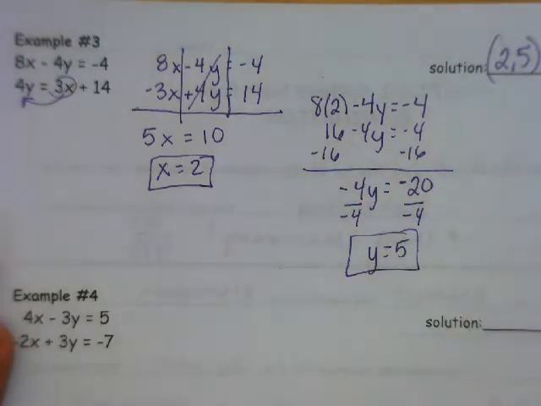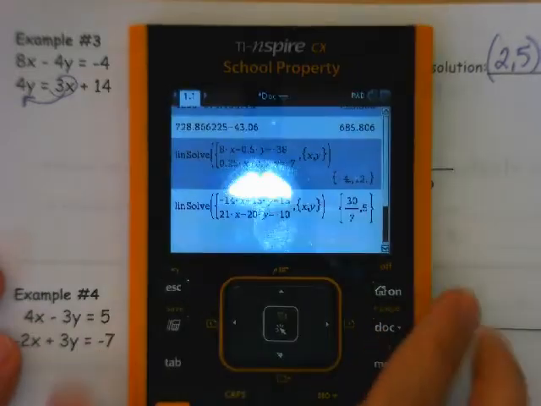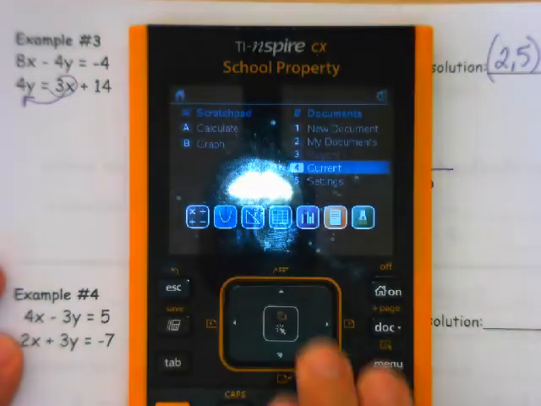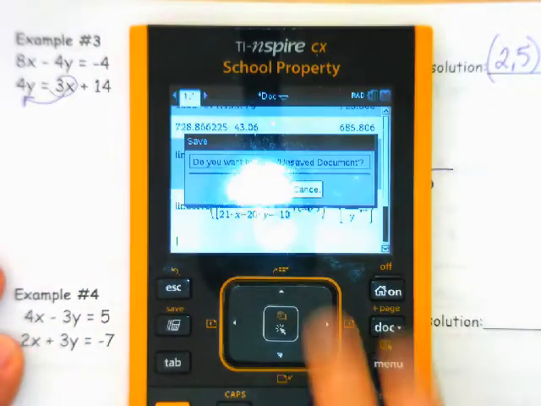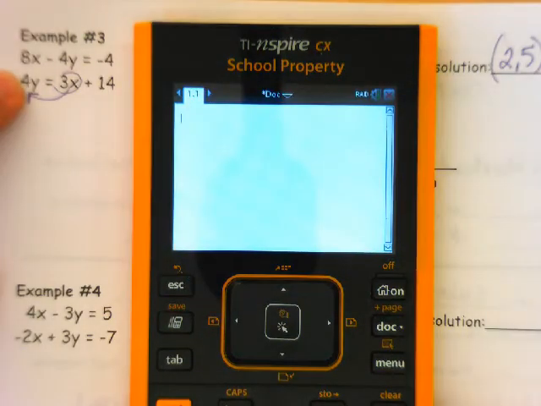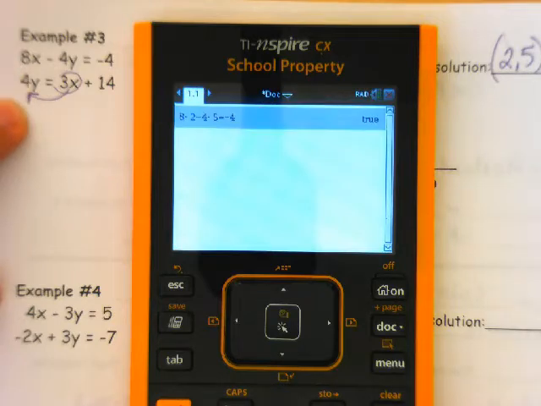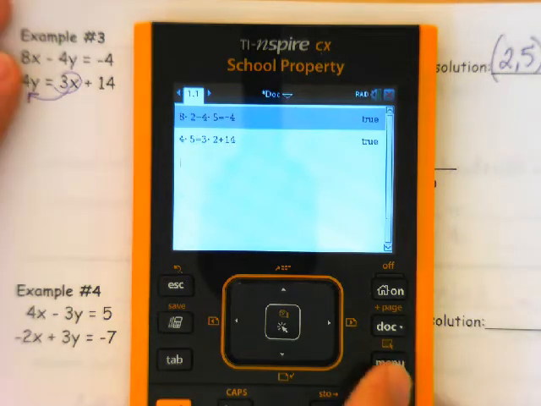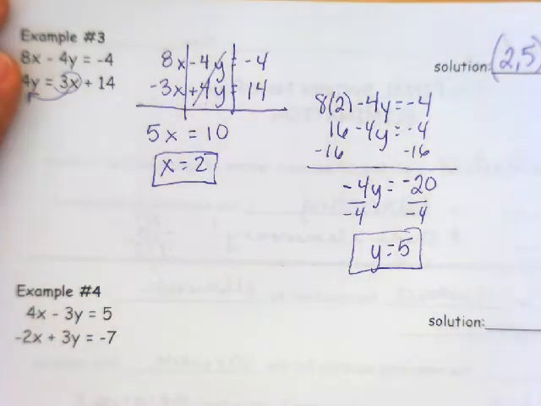And keep in mind that on all of these, you can go to your calculator, plug them in to make sure they work. So I could say 8 times 2 minus 4 times 5 equals negative 4. It works. 4 times 5 is equal to 3 times 2 plus 14. It works. Okay, so don't forget that you can check your work that way.